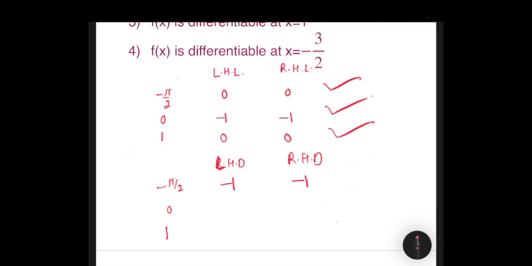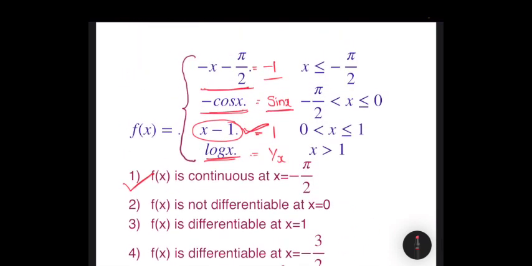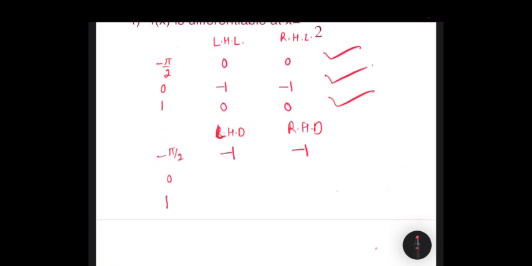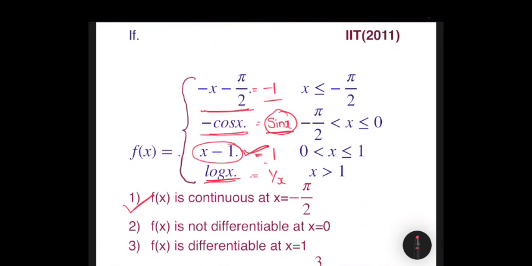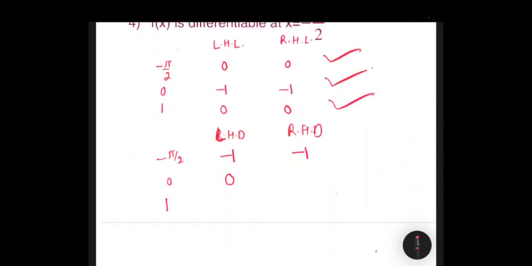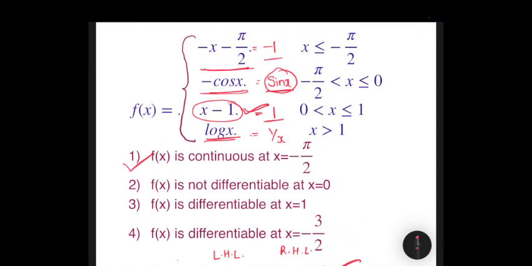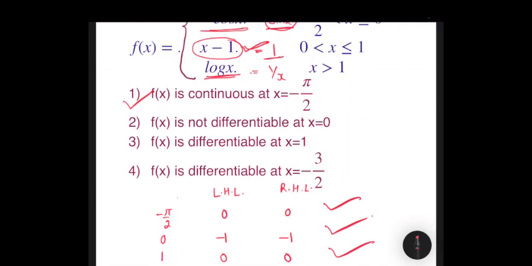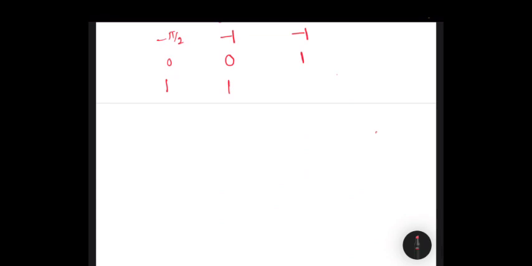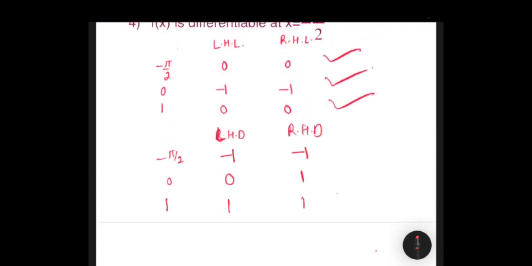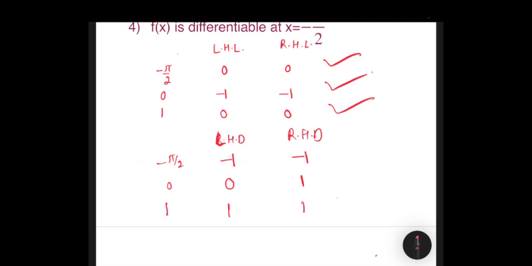At x equals 0, in the case of LHD, take the function sin x. Sin 0 is 0. In the case of RHD, take the function 1, so the value of the function is 1. When x equals 1, the LHD is 1. And the RHD function is 1 by x. Putting in x equals 1, it becomes 1. When x equals minus pi by 2, LHD equals RHD.